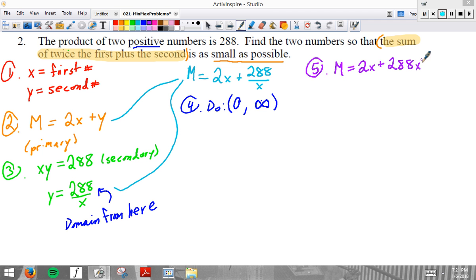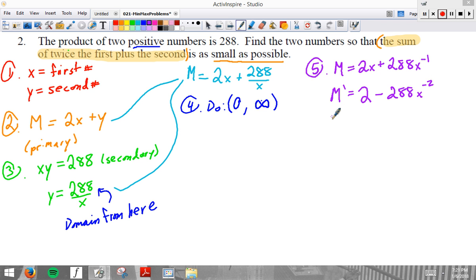Using a negative power, it's much better to rewrite it than to use the quotient rule. It's much more error prone. Whenever one of your things is a constant, you should not be using the quotient rule. You should try rewriting it to make a coefficient and a power. M prime would be 2 minus 288 x to the negative 2.